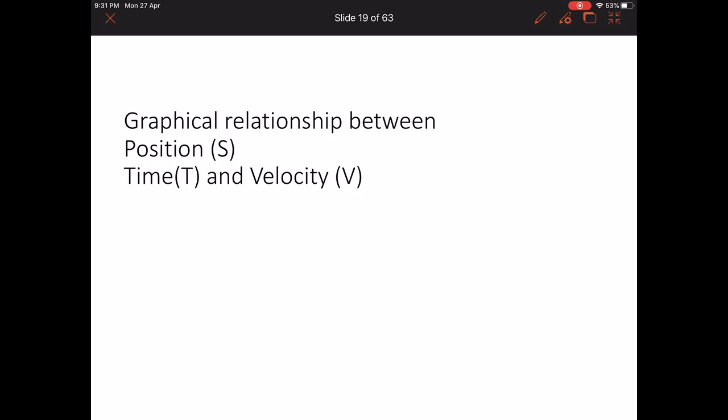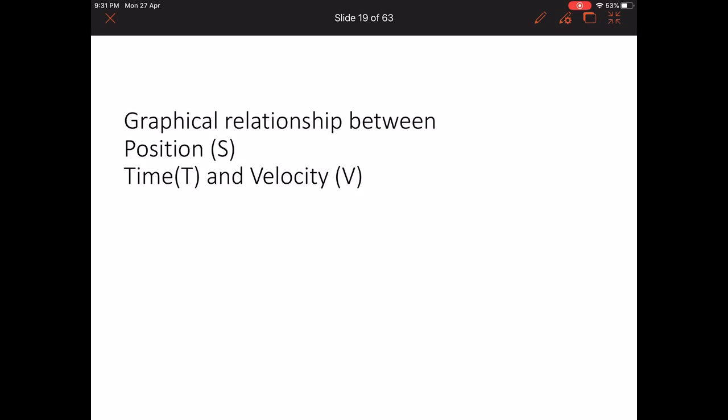Hello everyone and welcome to today's video wherein we will be learning the graphical representation between three important terms, that is position, time and velocity. We will learn how we actually depict graphically the relationship between the three terms, right?